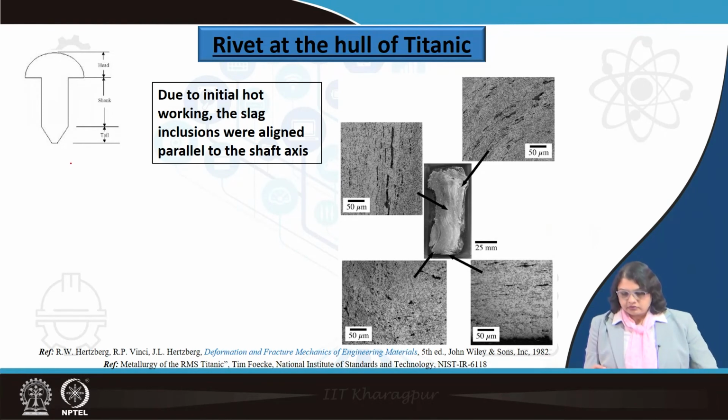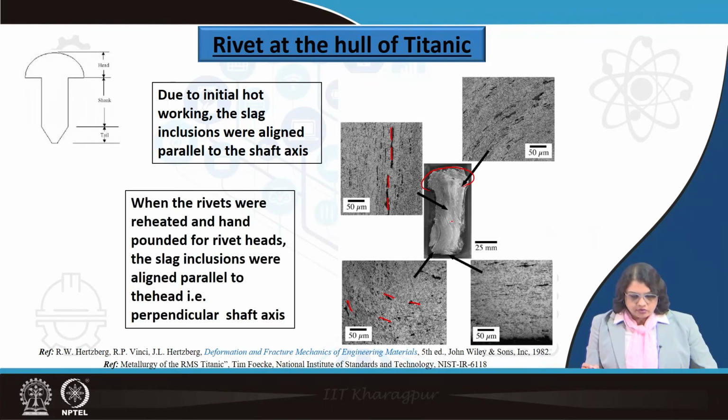Okay. So, this is the example of how the inclusions are aligned along the shaft axis, perpendicular to the head, and along the head, however, these are aligned perpendicular to the shaft axis. Okay. So, this is what we can understand from here.